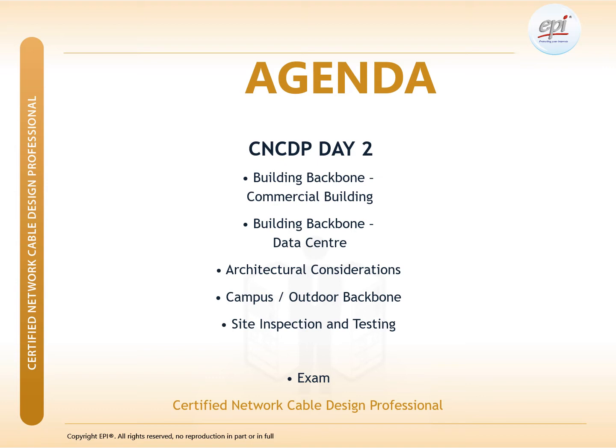Architecture consideration is talking about the physical environment, like the cable trunking, cable pathway, fire-rated partition, the sizing of the room, something like that. Now the campus or outdoor backbone is when you have multiple buildings, multiple data center. You need to connect them together. So we'll talk about the types of the backbone outdoor and how do they to be installed. Then we'll also talk about the site inspection.